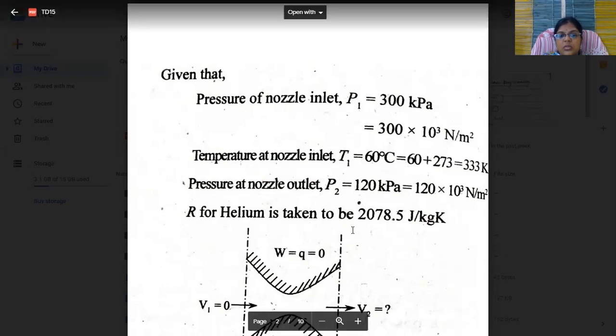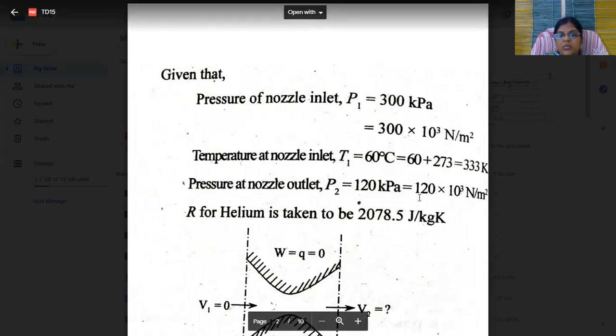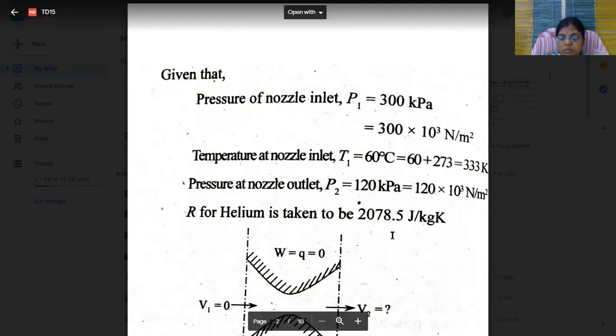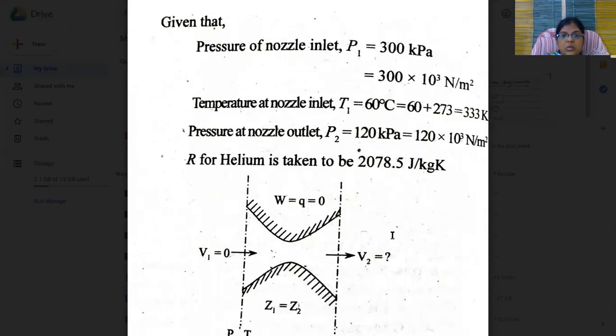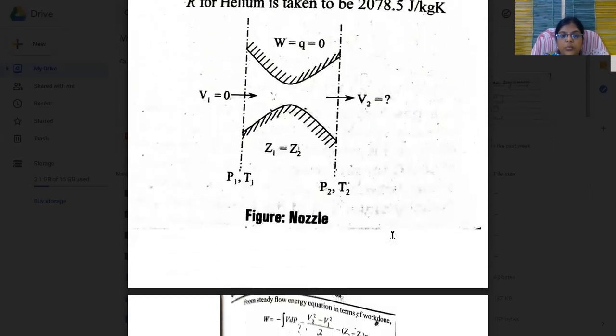You have to remember this value. In kilojoule it is 2.0785 kilojoule per kg Kelvin, but we take it in the form of joule per kg Kelvin, so 2078.5 joule per kg Kelvin. Sometimes the value is not mentioned in the given problem, so we have to remember this value also for thermodynamics. So those are all the values. Now find the value of V2.